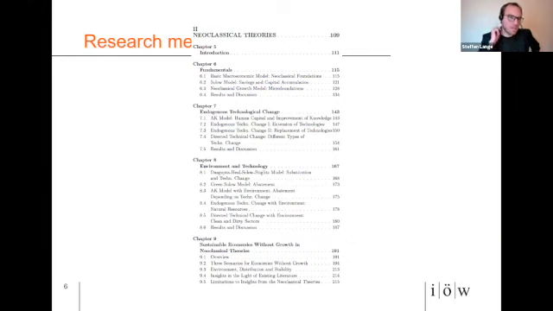Okay, coming to the first one, neoclassical theories. Here, just to give you an idea, I had a couple of theories that I called fundamentals. So that's what you learn in the textbooks. Then I looked at a couple of endogenous technological change theories. And then I looked at a couple of theories, that's chapter 8 here, that include environment.